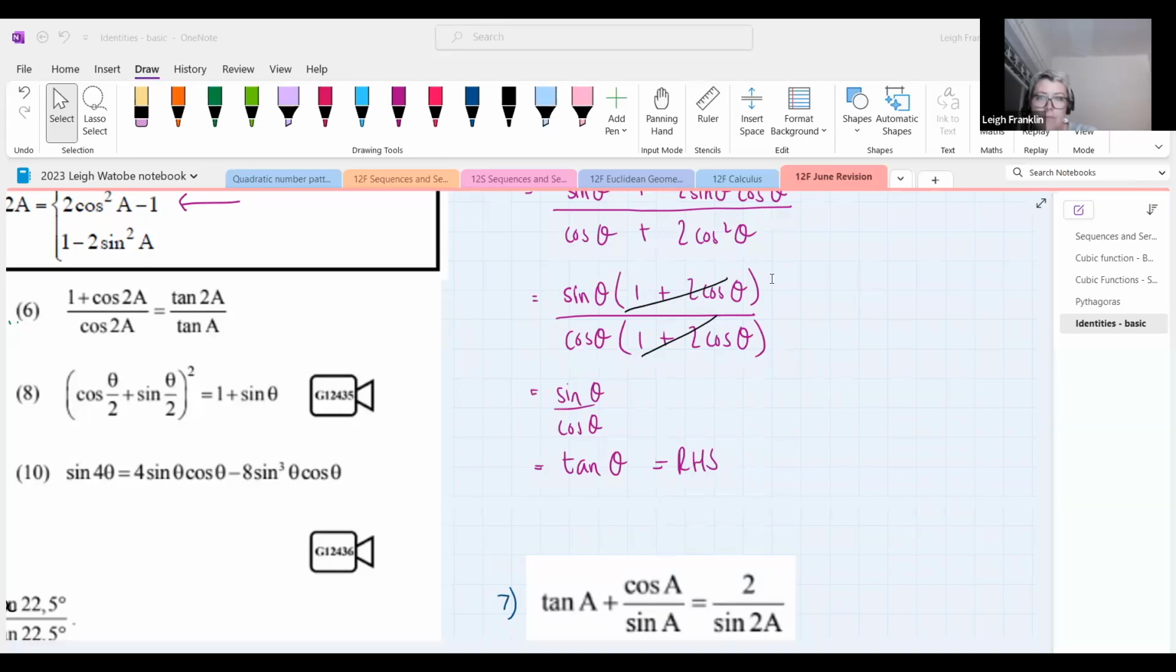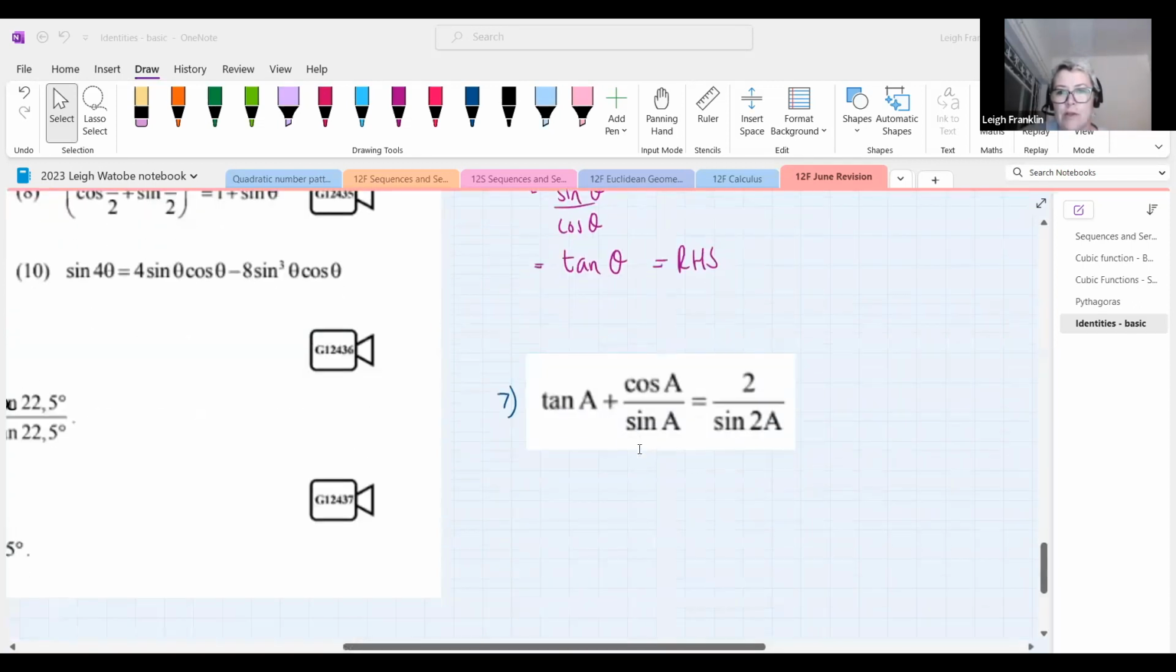Ma'am, I got cos theta over sine theta to change to tan theta first, plus the cos theta and sine theta. That's correct. So you're right with the tan theta. Okay, that's a good first step. See where you go from there.